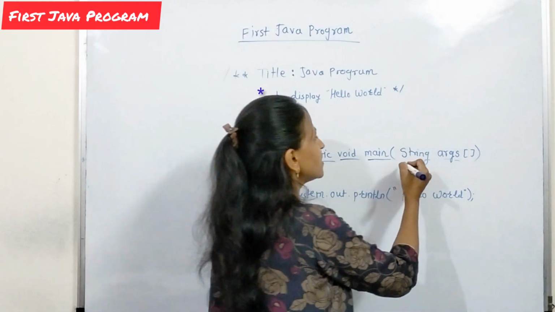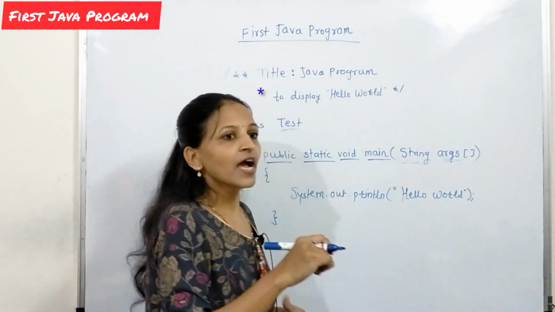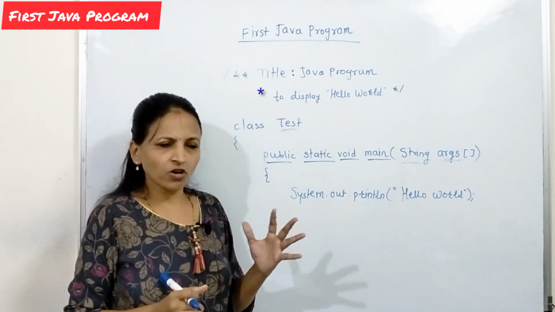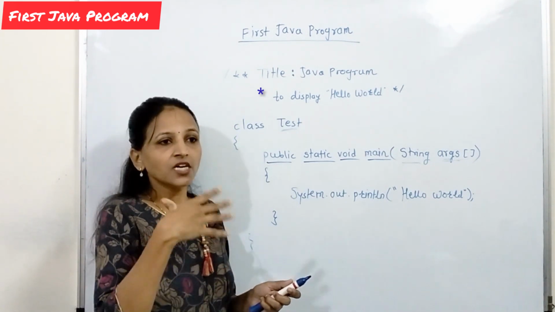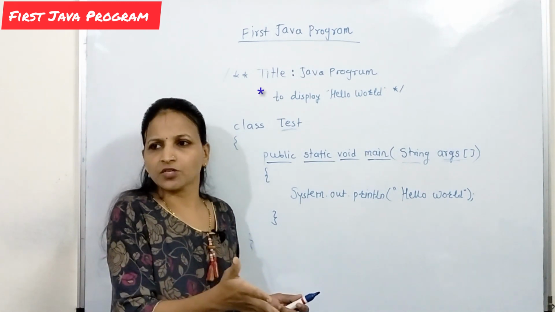Okay, now String is a class name. We already discussed this args. This is an array and this is nothing but a command line argument. While executing this Java program, we can pass different arguments to that program as input.